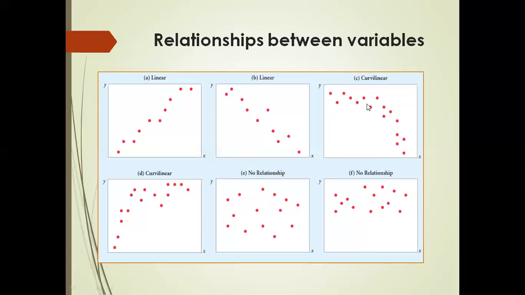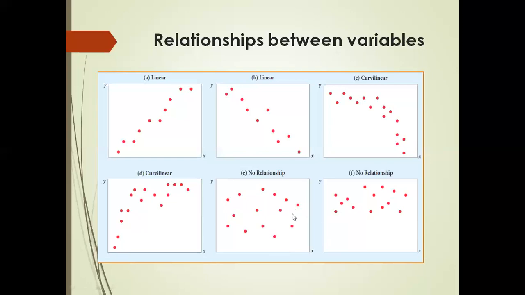The value of y keeps on decreasing, isn't it? With respect to what? X. Okay. So coming to chart D, it shows a positive curvilinear relationship. It starts from here and goes something like this. So that is why it is called a positive curvilinear relationship. And coming to charts E and F, both show no relationship.